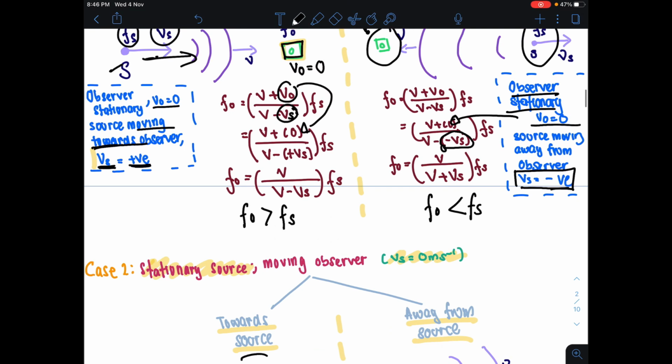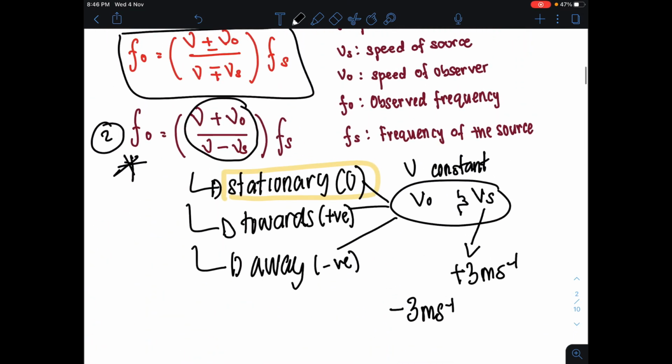Alright, kita tak payah hafal semua 4 equation ni. Tak payah hafal, awak hafal yang satu ni cukup. Yang equation 2 ni yang saya tulis kat sini, hafal yang ini saja. Cuma fahamkan V is a constant, ambil daripada soalan, tak ada masalah. V0 dengan VS, awak baca soalan. Dalam soalan dia akan mention either stationary, towards ataupun away.